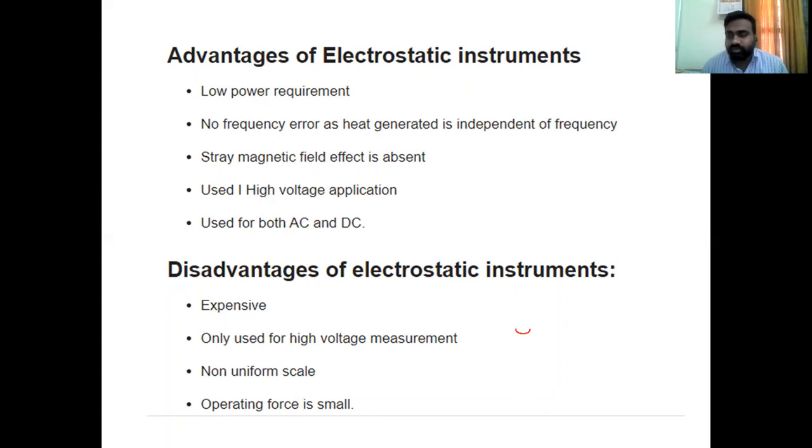The most important disadvantage is that it is expensive. It is designed for measuring high voltages. It is expensive and designed to measure high voltage. The second disadvantage is that the scale is not uniform, and the operating force is very less.